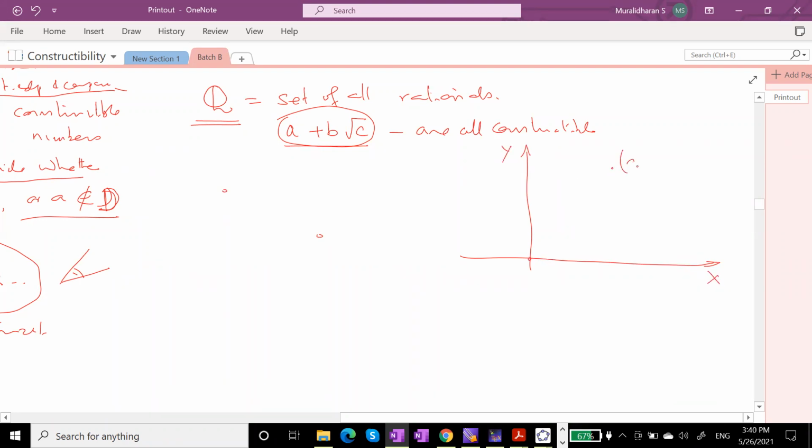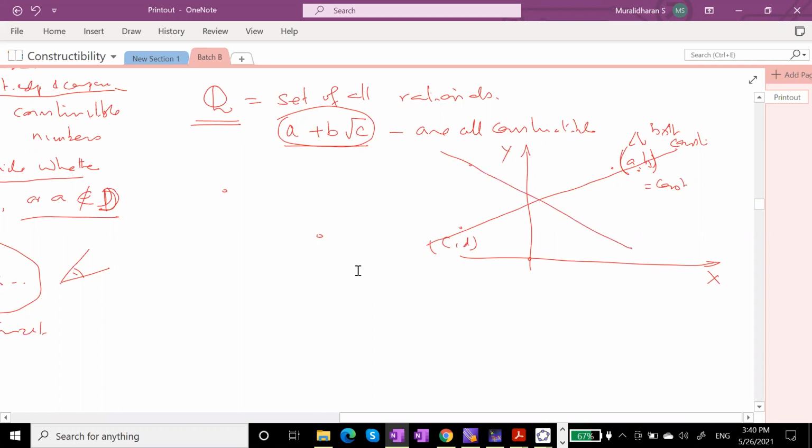Take a point A, B. If A and B are both constructible, let us call this point constructible. Suppose I take a point AB that is constructible, and then another point CD that is constructible. I can draw a line like this, right? Using a ruler, using a straight edge. Similarly, I can do like this also.